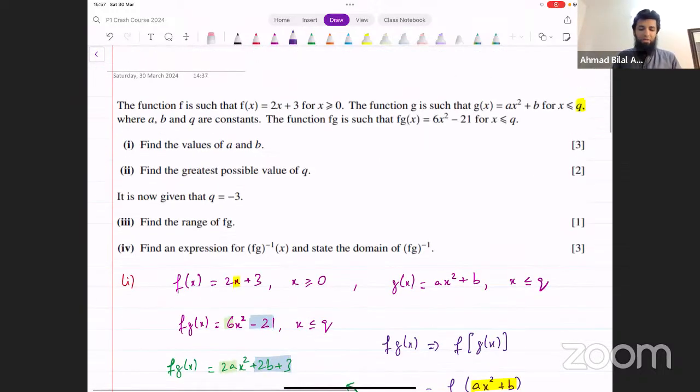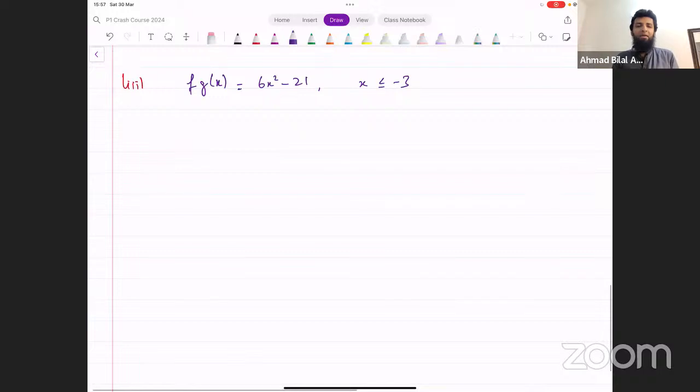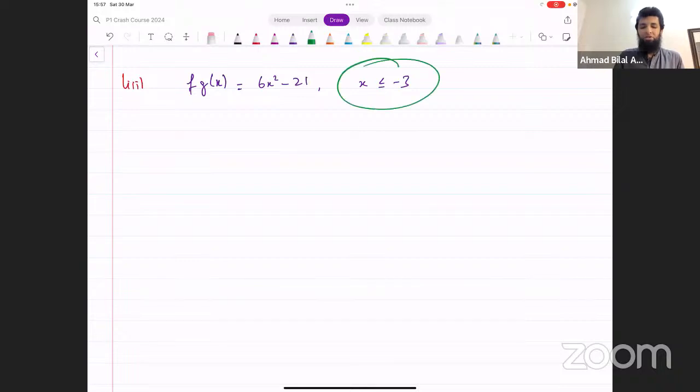Now, the range of a composite function is found like any other function, right? Just treat this as a normal function, 6x² - 21. It's a quadratic function, and we have the domain of the function. How do you find the range of quadratic functions? Just like you do it for any quadratic function. There's no separate method for this. When you have the domain, you just use that domain to find the range.